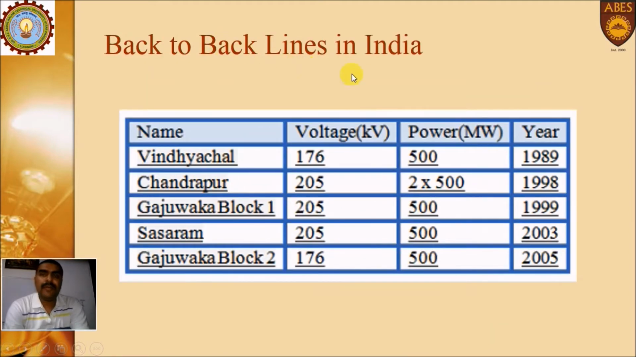Then some back-to-back lines in India, that is Vindhyachal. Its operating voltage is 176 and power is 500 megawatt. It was installed in 1989. Then after that, Chandrapur, Gajuwaka Block 1, Sasaram, and then Gajuwaka Block 2. So these are some operating voltages, power carrying capacity, and their year of establishment. So these all are the back-to-back line projects in India.